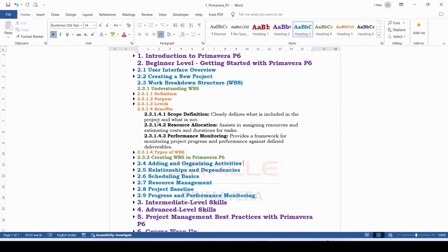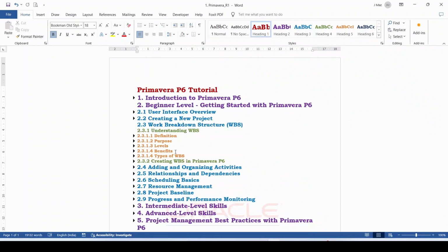So, what are the benefits of creating a WBS within a project? Through creation of WBS, we can perform the following tasks. Scope definition: clearly define what is included in the project and what is not. Resource allocation: assist in assigning resources and estimating costs and duration for various tasks. Performance monitoring: provides a framework for monitoring project progress and performance against defined deliverables.